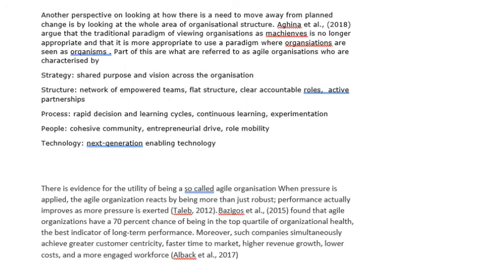There is evidence for the utility of being a so-called agile organisation. When pressure is applied, the agile organisation reacts by being more than just robust. Performance actually improves as more pressure is exerted (Taleb, 2012). Bazigos et al. in 2015 found that agile organisations have a 70% chance of being in the top quartile of organisational health, the best indicator of long-term performance. Moreover, such companies simultaneously achieve greater customer centricity, faster time to market, higher revenue growth, lower costs, and a more engaged workforce (Aghina et al., 2017).